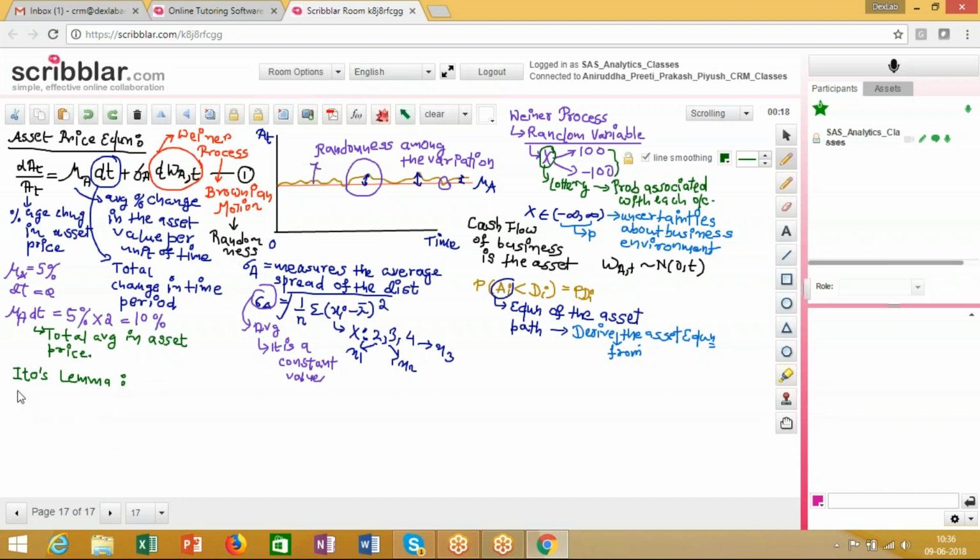So before I go into the Ito's lemma concept, just let me ask you one thing. How many of you are aware of the basic concepts of derivatives? So what exactly is a derivative? How many of you know a first order derivative, second order derivative? How many of you have done basic calculus? Be it in your school days, your graduation days? How many of you?